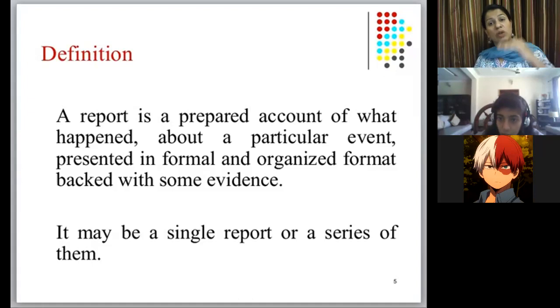Organized format. You will not be haphazard. Your events will be organized in a sequence and backed with some evidence. You're going to provide facts for whatever you're going to say. It may be a single report or a series of them, however required.